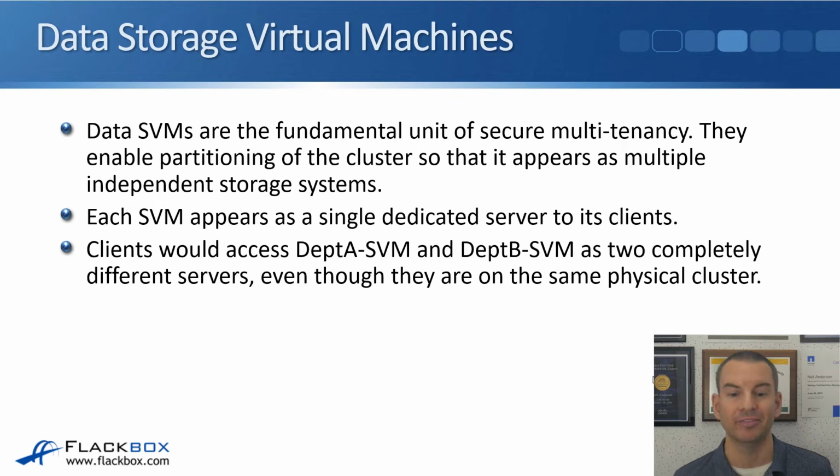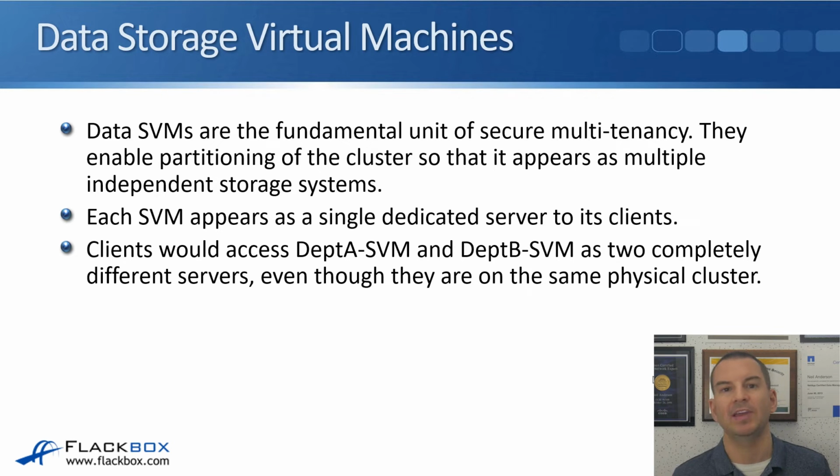The data SVMs are the fundamental unit of secure multi-tenancy in ONTAP. They enable you to partition or split up the cluster so that it appears as multiple independent storage systems. Each SVM is a logical storage system, and each SVM appears as a single dedicated server to its clients. So we could have, for example, a Department A SVM and a Department B SVM. Clients would access the Department A SVM and the Department B SVM as two completely different servers, even though they're on the same physical ONTAP cluster.